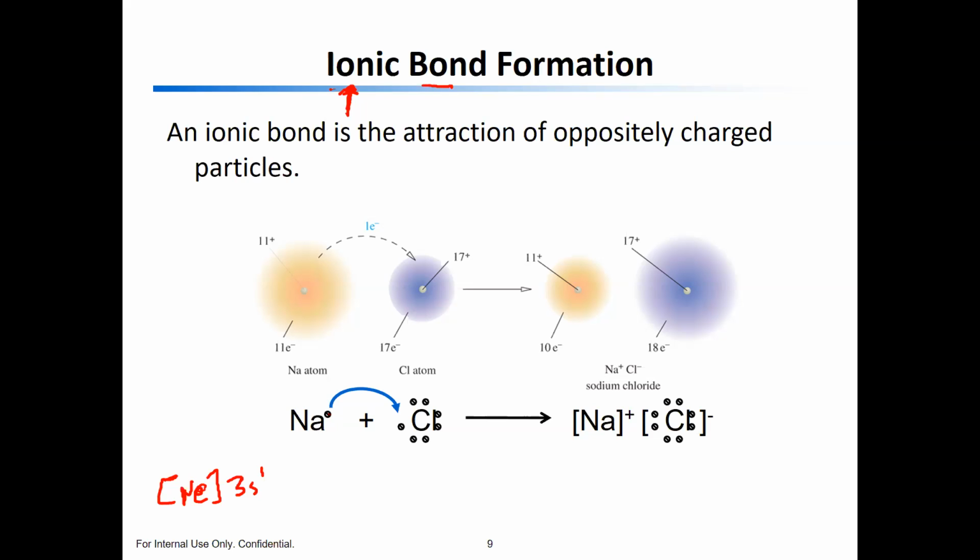So what happens is this sodium is going to give away the electron, chlorine is going to gain it, and then once the sodium gives it away, what do we have? A plus charge on sodium. When chlorine gets that electron, what are we going to get? A minus charge. What happens when we have a plus charge and a minus charge? Are they going to repel or come together? Come together, because they're opposite.